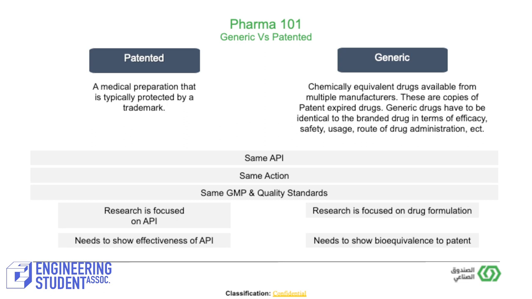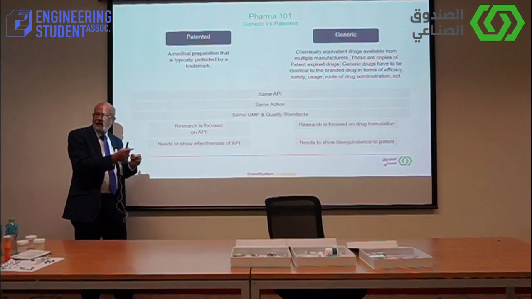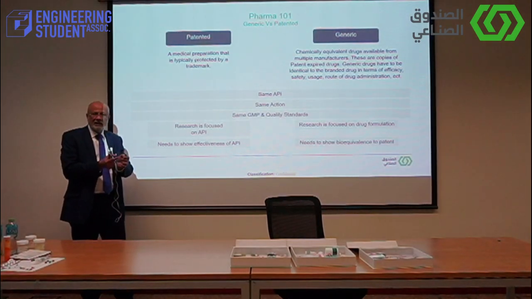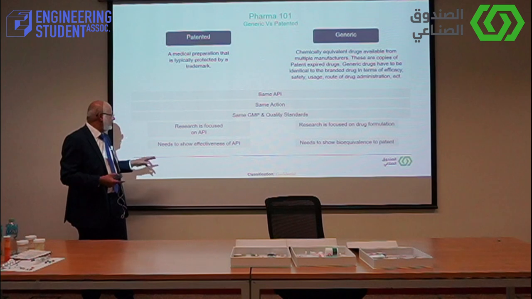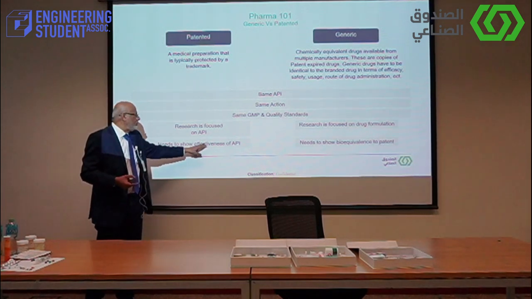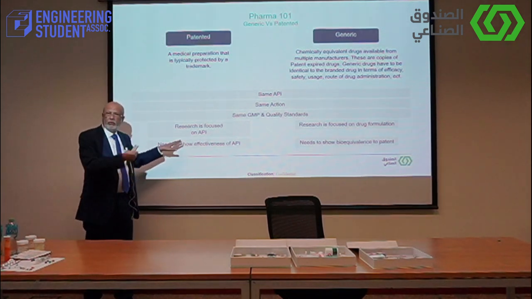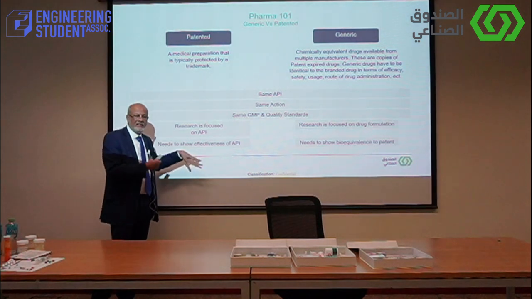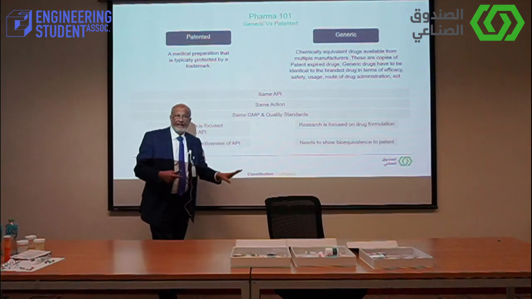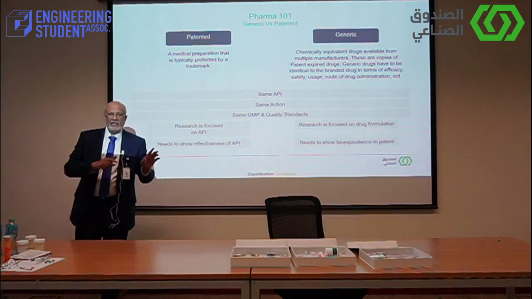Now, a patented drug starts from research: you start from the research, the basic drug, and then go forward. Here, the research is basically just how to develop a copy in a similar manner, how to make the same copycat drug. A generic just needs to show that it is the same.